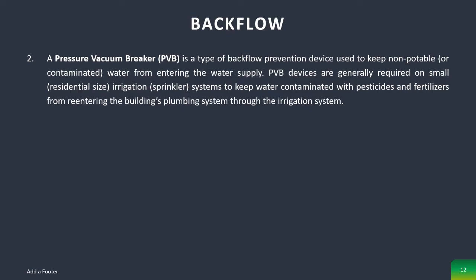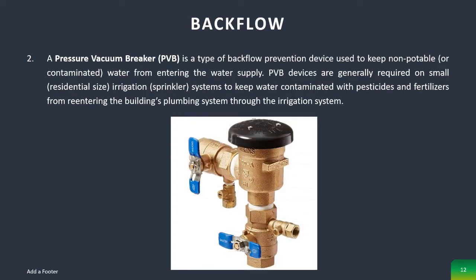Number 2, a pressure vacuum breaker, PVB, is a type of backflow prevention device used to keep non-potable water from entering the water supply. PVB devices are generally required on small residential-sized irrigation systems to keep water contaminated with pesticides and fertilizers from re-entering the building's plumbing system through the irrigation system. So, ganito po yung pressure vacuum breaker.